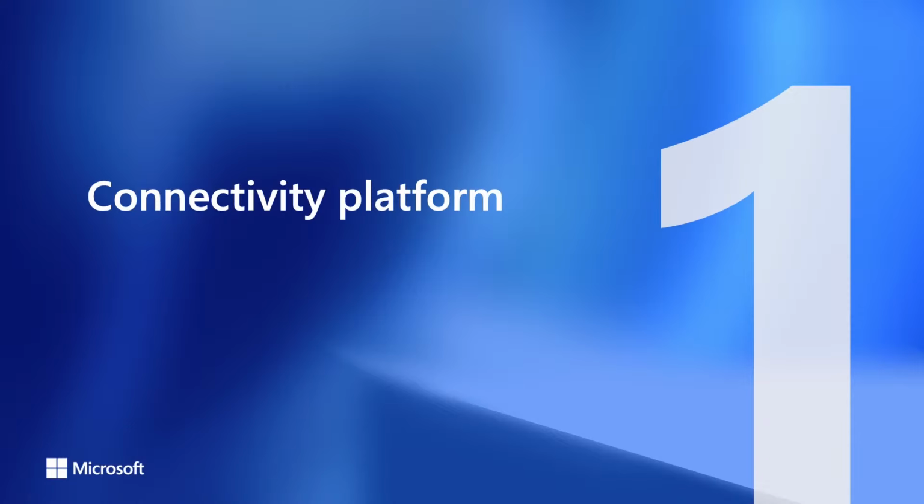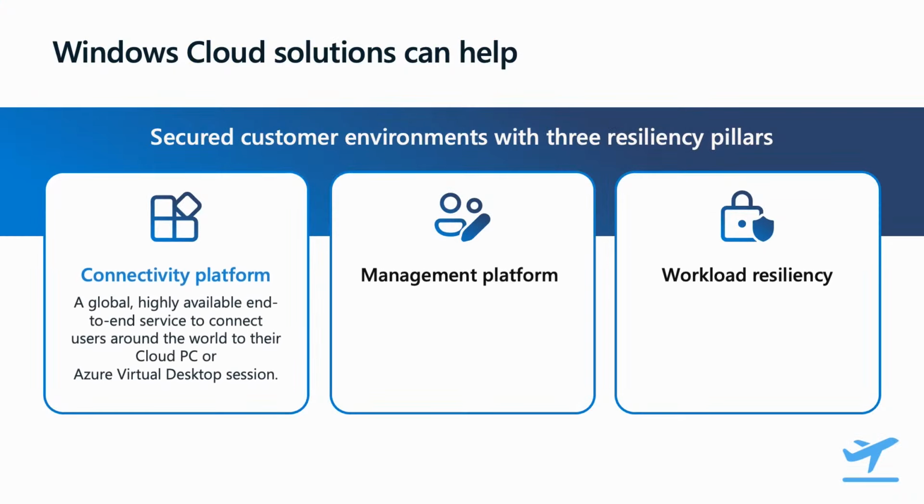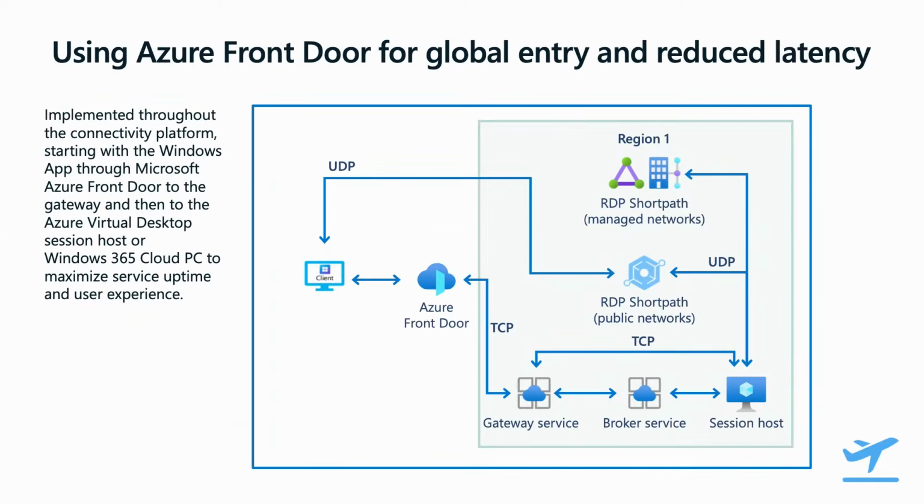So let's start off by having a look at the connectivity platform. This is the platform that ensures that we can connect users around the globe through the best path to their virtual machine in one of the many Azure regions around the globe. So we will start small and build out this picture to demonstrate how resiliency is fully implemented through the global platform to maximize the uptime of the service.